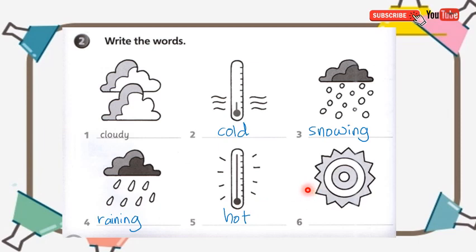The last one is what? Snowing. Cloudy. It's so hot. The sun is so bright. So we call it sunny. It's a sunny day. It means the sun is so bright. So we already completed our second activity.